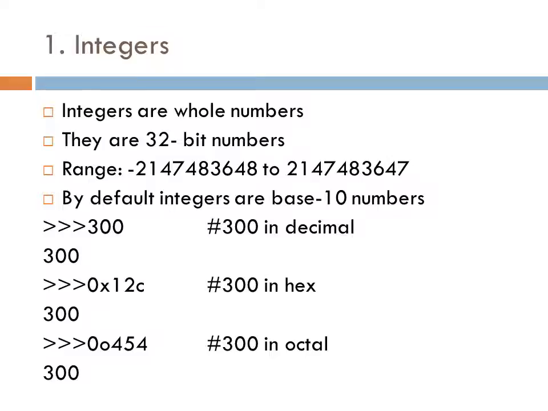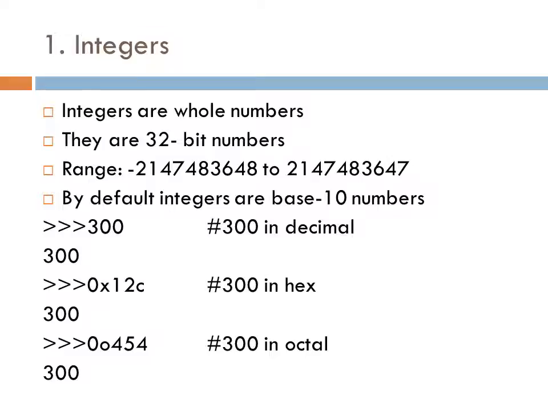Integers are whole numbers. They are 32-bit numbers. The maximum and minimum values of the integer numbers are -2147483648 and 2147483647. All these integer numbers are base 10 numbers. In order to represent the integer numbers, you just type the values from 0 to 9. So when you type 300, it will be considered as a base 10 number. When you press enter, that will be displayed automatically on the screen.